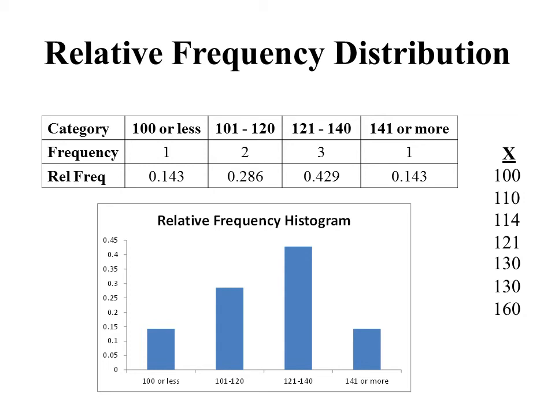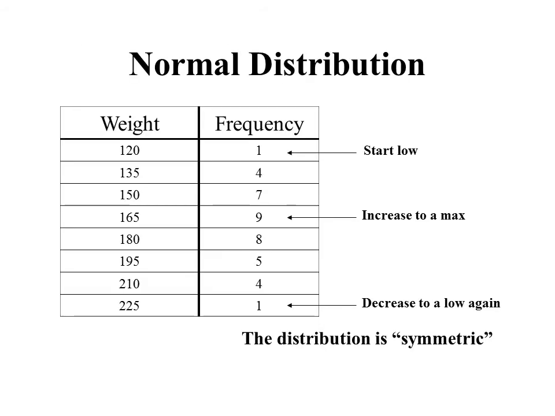Now, one important use of a relative frequency distribution, and a relative frequency histogram, is that it shows us the shape of the data. So what do we mean by the shape of the data? Well, let's look at this frequency distribution, which shows the distribution of the weights of several men. So we went out and we recorded the weights of about 50 or so different men, and these weights fall into these different categories here.